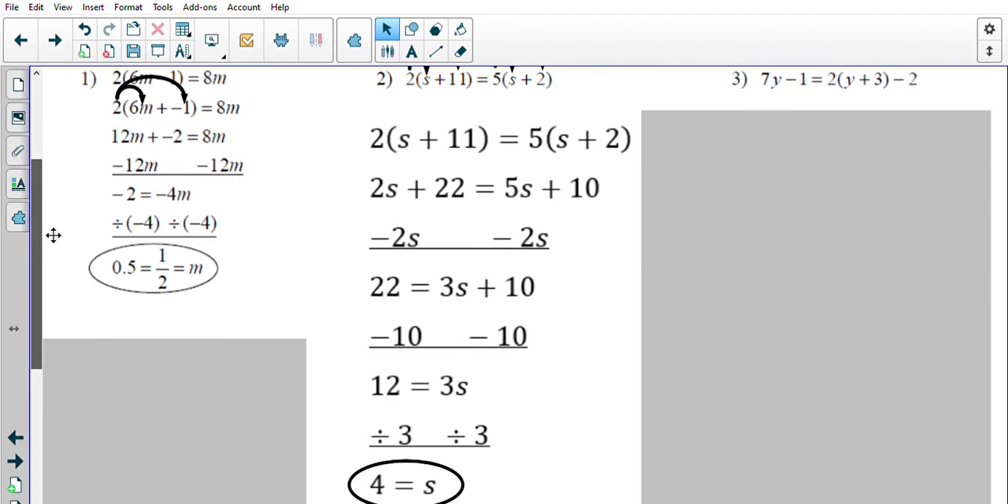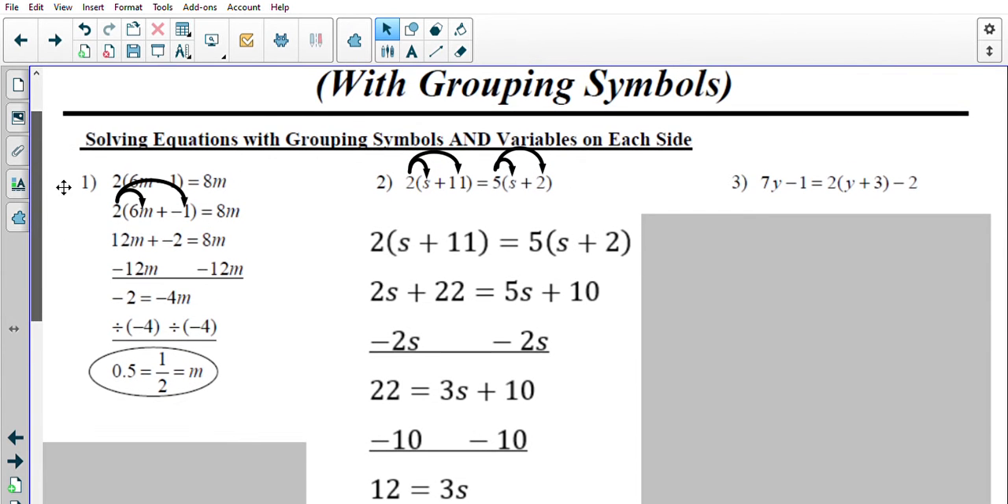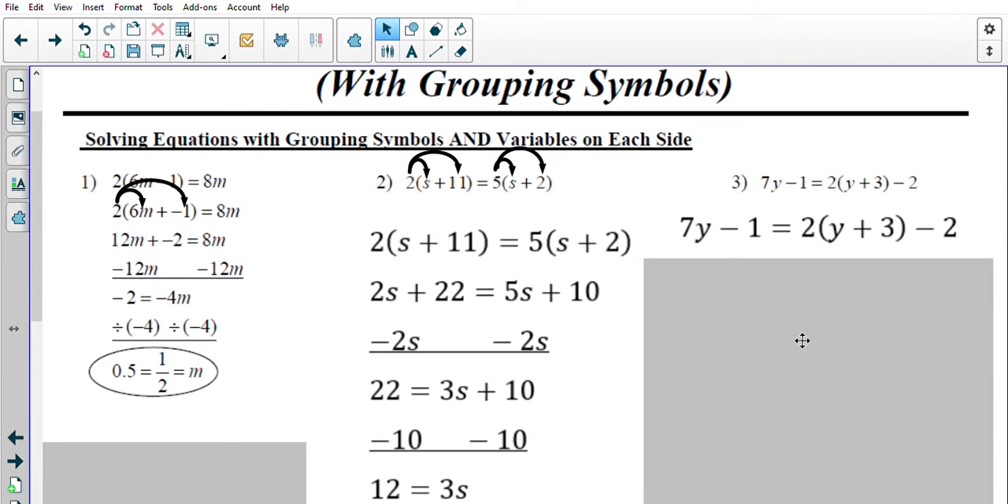All right, let's go ahead and move on to number 3. Don't forget, if you need to pause the video at any point to jot these things down, feel free to do that. All right, so number 3, we have the distributive property on one side, not both. So let's go ahead and start with this one.